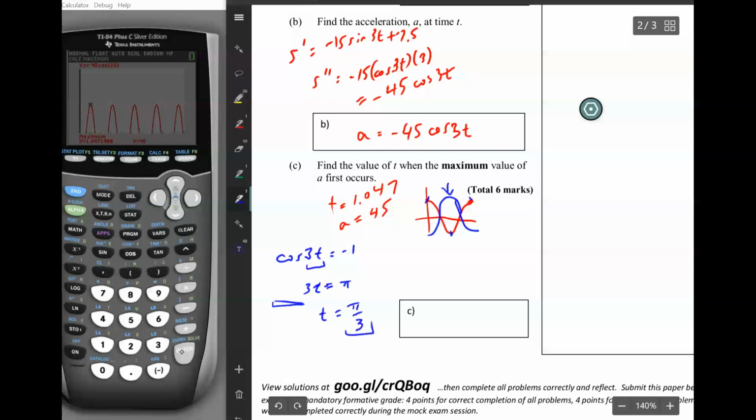And then, pi divided by 3, that's 3.14 divided by 3. Oh yeah, that makes sense. That's why it's 1.047. Okay? So the answer is t equals 1.047, which we got with the calculator.